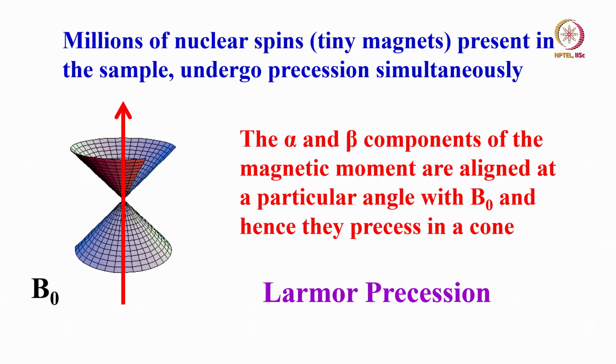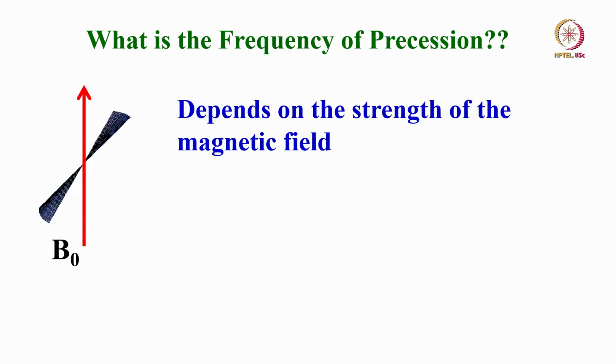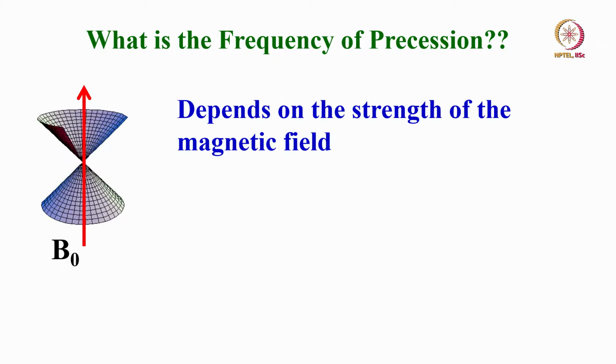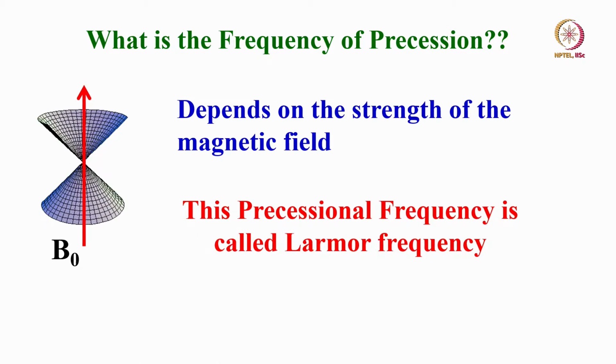Then you may ask me a question. They are undergoing rotation, that is called precession. What is the frequency of this precession? How fast are they rotating? That depends upon the strength of the magnetic field. The larger the magnetic field, the larger the precession frequency becomes. Higher the magnetic field, higher the precessional frequency. If I increase the magnetic field, they rotate very, very fast. This precessional frequency is called Larmor frequency.